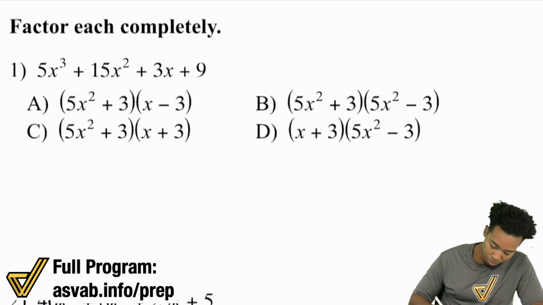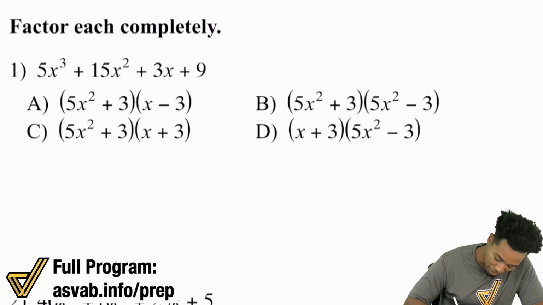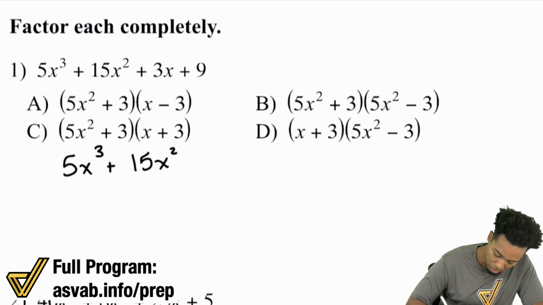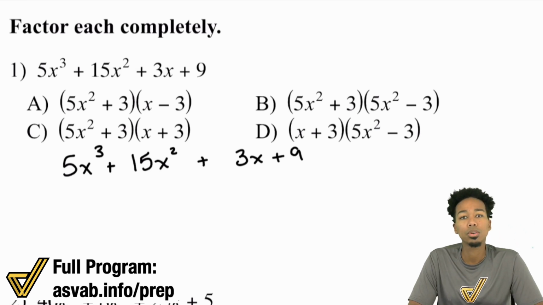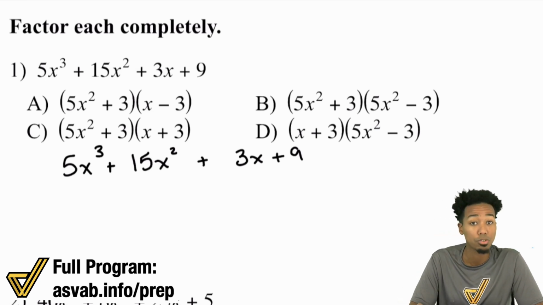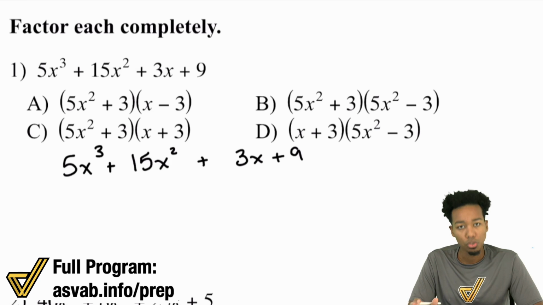So here we go. What we have is 5x cubed plus 15x squared, and I'm going to write these by themselves, and then the 3x plus 9 over here. What we're doing here is grouping twos. We're going to group the first two terms and the last two terms together. When you factor out each group individually, what's left is going to be the same thing for both. Doesn't make sense?